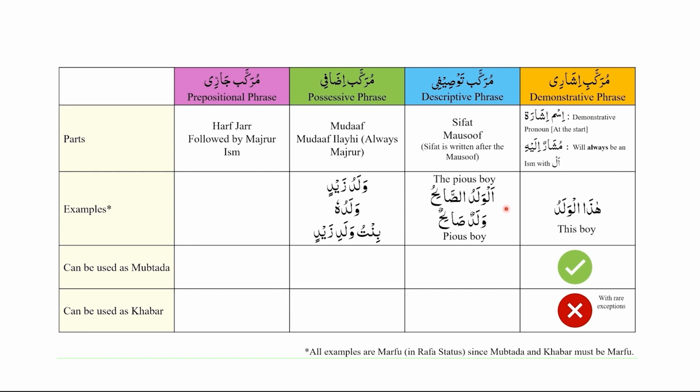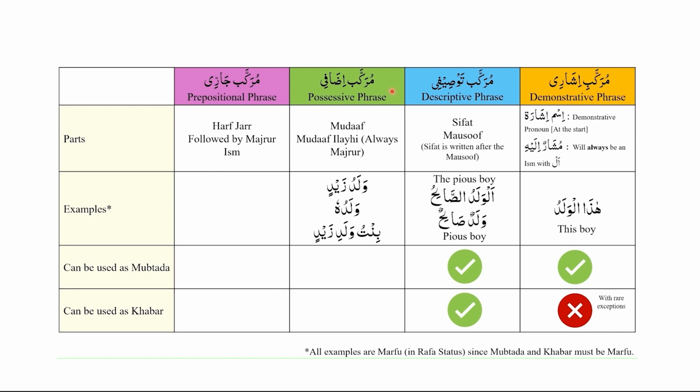Al-waladus salihu is marfu. Waladun salihun is also marfu. In al-waladus salihu, the mawsuf and the sifat are definite, and in waladun salihun, both the mawsuf and the sifat are indefinite. So we are already seeing two scenarios where murakkab tawsifi can be definite or it can be indefinite. Therefore, murakkab tawsifi or descriptive phrase can be used both as mubtada and as khabar. The definite version of murakkab tawsifi can be used as mubtada and the indefinite version can be used as khabar.